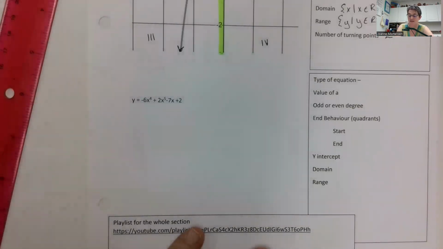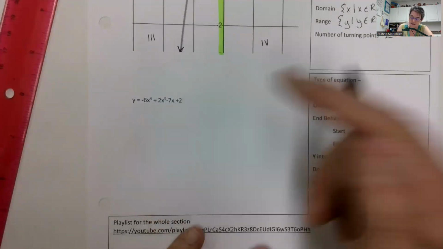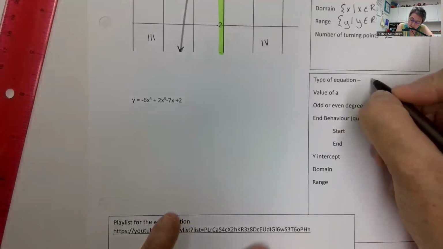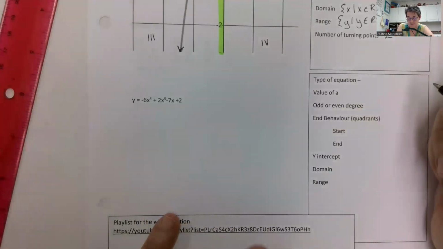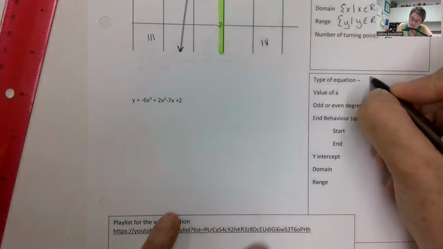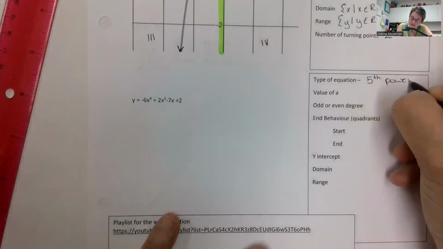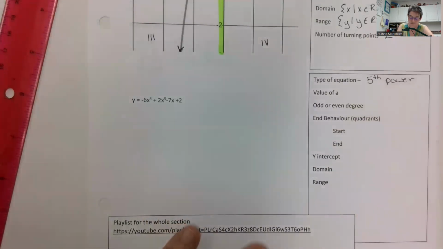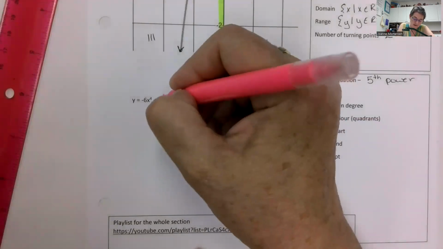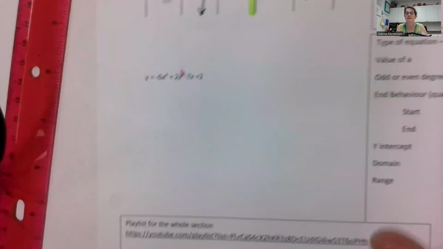All right, type of equation. Well, I just finished saying you're going to have constant, linear, quadratic, or cubic, and this is none of them. So type of equation, what am I going to write? It is of the 5th power. I'm referring to my highest exponent.